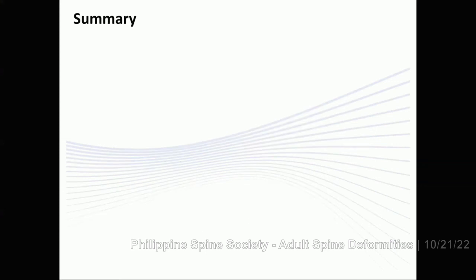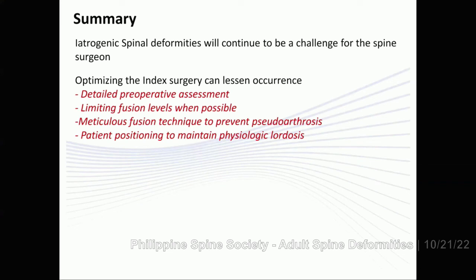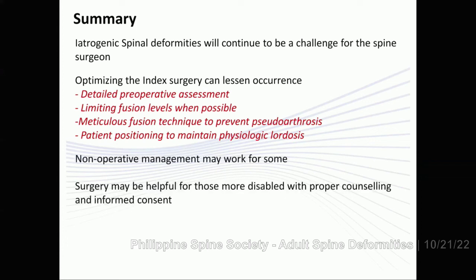So in summary, iatrogenic spinal deformity will continue to challenge us, and optimizing the index surgery with current knowledge is the best way to lessen their occurrence. Detailed preoperative assessment, limiting fusion levels when possible, meticulous fusion techniques to avoid pseudoarthrosis, and proper patient positioning to preserve physiologic lordosis is key. Non-operative management may work for patients with mild cases of iatrogenic spinal deformity, and surgery is helpful for those who are more disabled, but the details should clearly be disclosed for the informed consent.